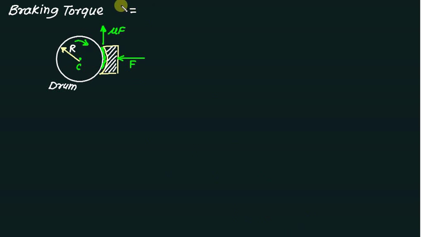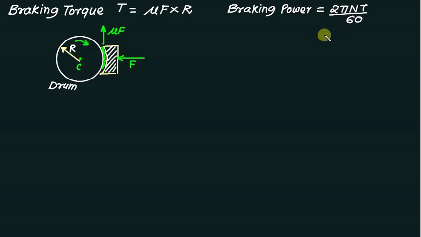So this braking torque T is the product of the friction force, mu multiplied by F, at a distance equal to R. How much power is lost in braking is called the braking power, or power lost in braking. You can calculate that value using the equation 2 pi nT by 60. Because of this braking loss, heat is generated and temperature rises, and because of that there is a failure of the material. So we have to make a proper selection of the braking material.